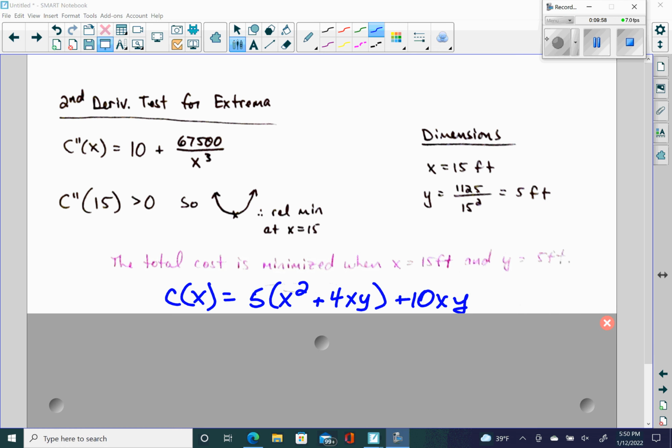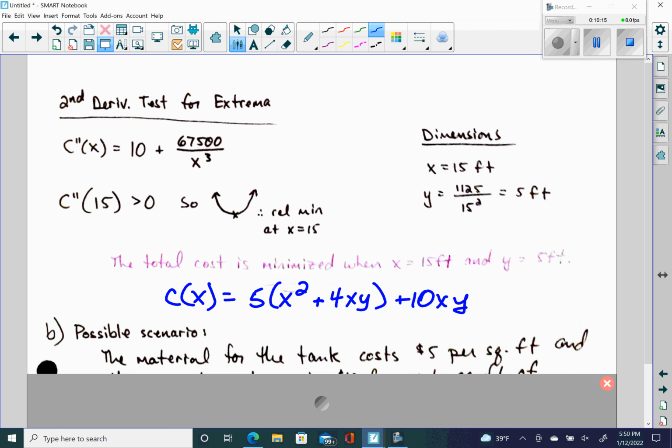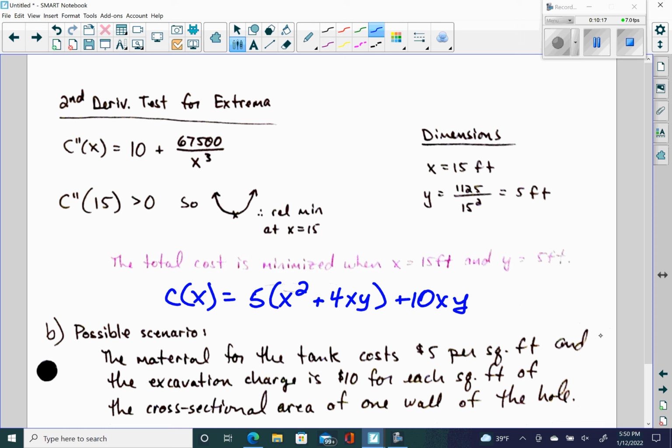So if we go back up to the description here, it says the cost associated with the tank involve not only the material from which the tank is made, but also an excavation charge proportional to the product XY. So here's one scenario. We could say, if we have the 5 and then the 10 here, that could be the cost. So the material for the tank costs $5 per square foot, and the excavation charge is $10 for each square foot of the cross-sectional area of one wall of the hole.